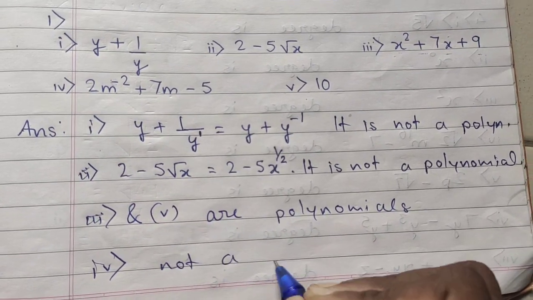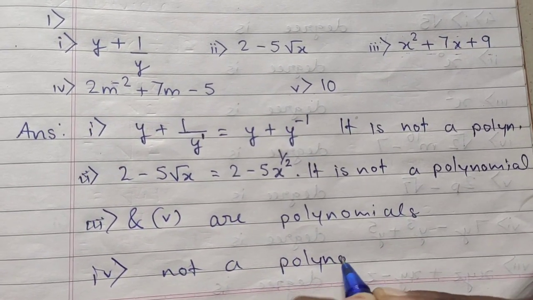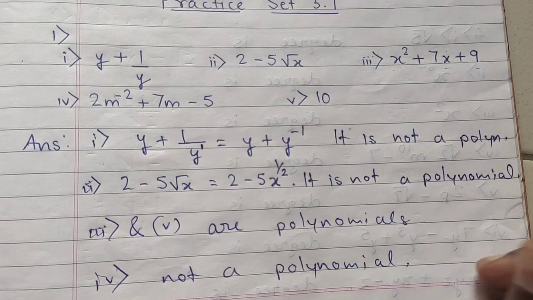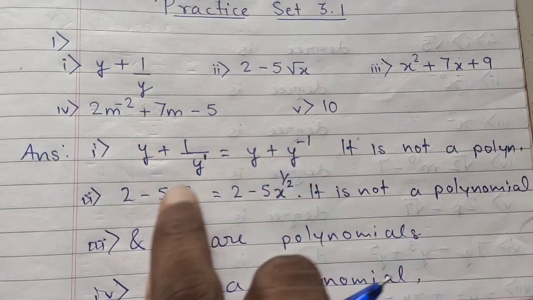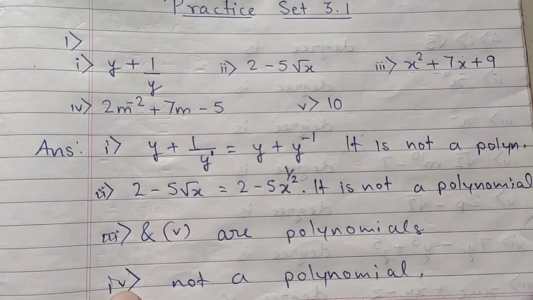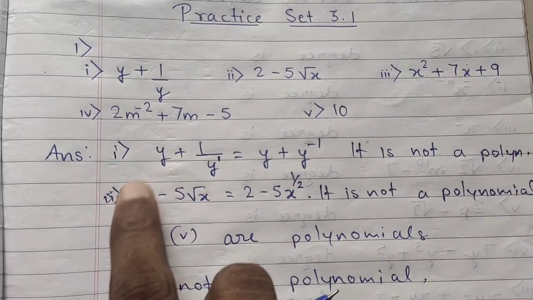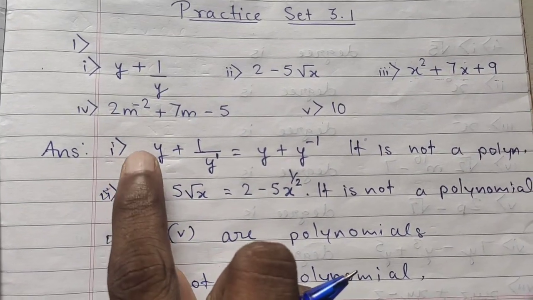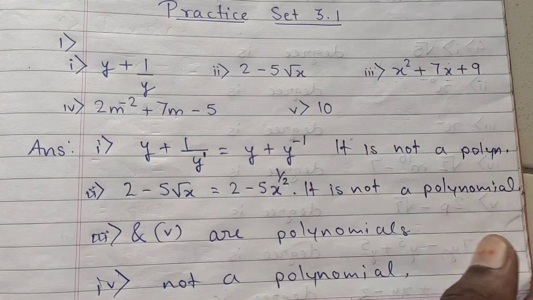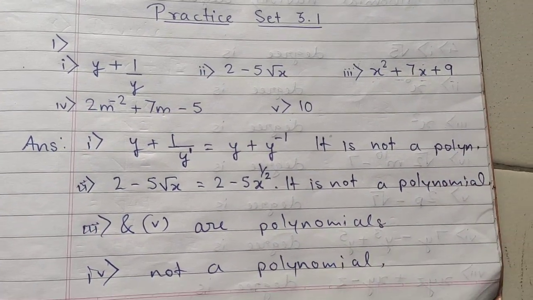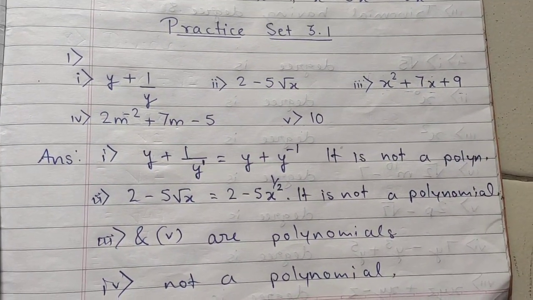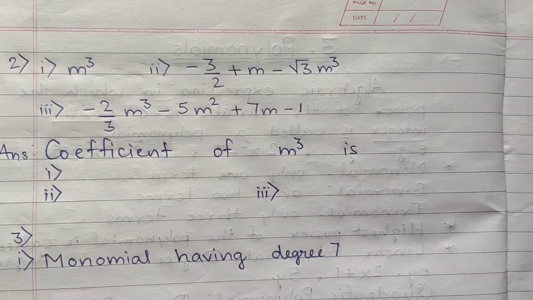Okay, you will write your answer just like I have written first and second. I have written in short form, but you will write in full, in full sentence, that is, it is a polynomial, it is not a polynomial. Now we will move to the next question, question number 2.